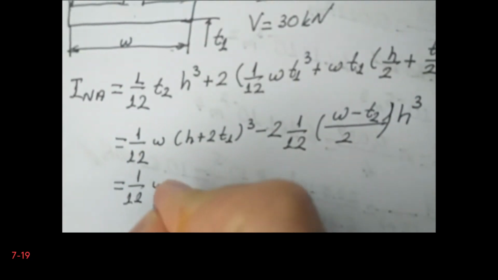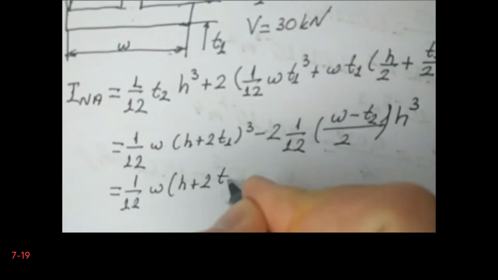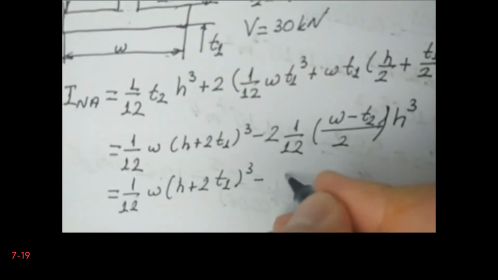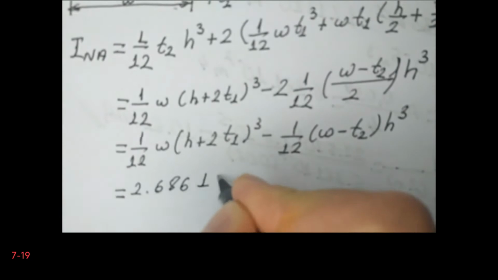Or if I write it in a more simplified way, it is 1 over 12 W times h plus 2T1 cube minus 1 over 12 W minus T2 times h cube. So these expressions are identical. They will give me the same value. And the numerical value that we are going to have is 2.686 times 10 to the power minus 4 meter to the power 4.